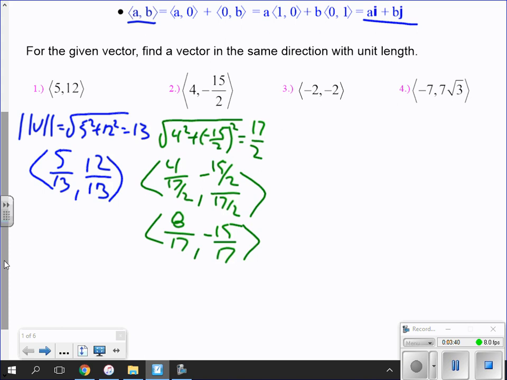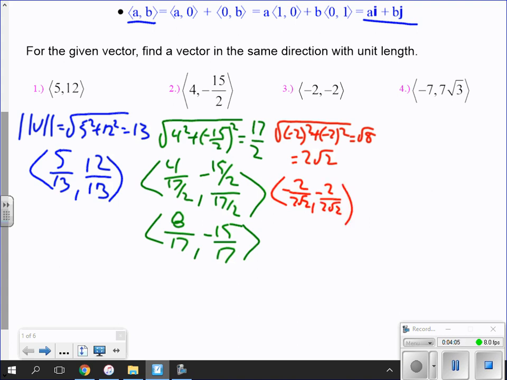For the next one here, the magnitude would be the square root of negative 2 squared plus negative 2 squared, which gives us the square root of 8, which is 2 root 2. So that means our unit vector would be negative 2 over 2 root 2 and negative 2 over 2 root 2, which we simplify to negative 1 over root 2, negative 1 over root 2, which ends up being, when you simplify the radical, negative root 2 over 2 and negative root 2 over 2.